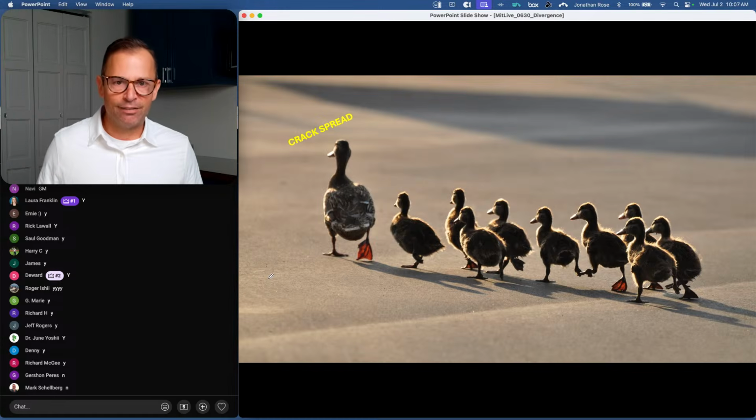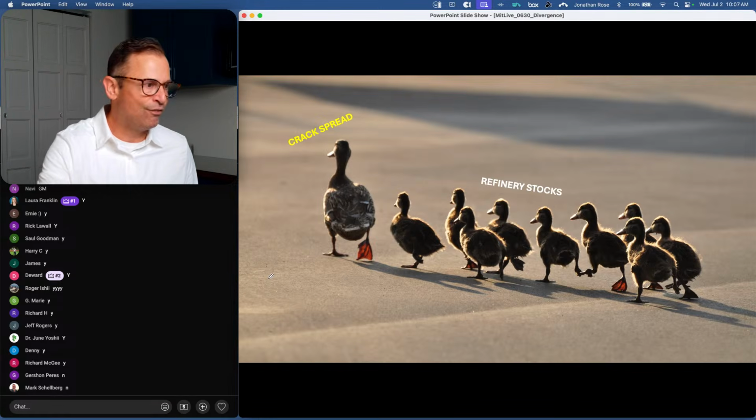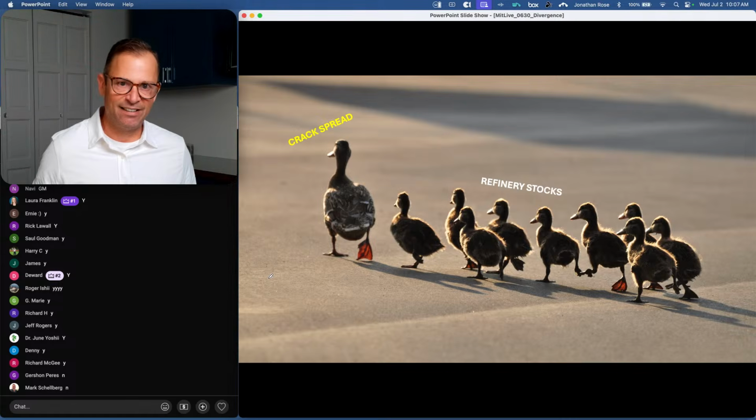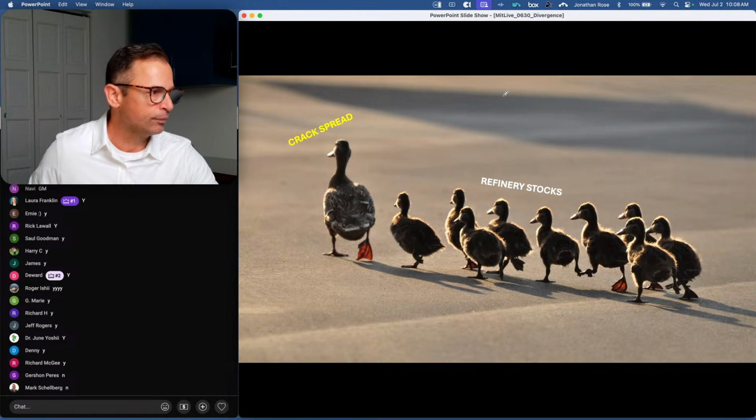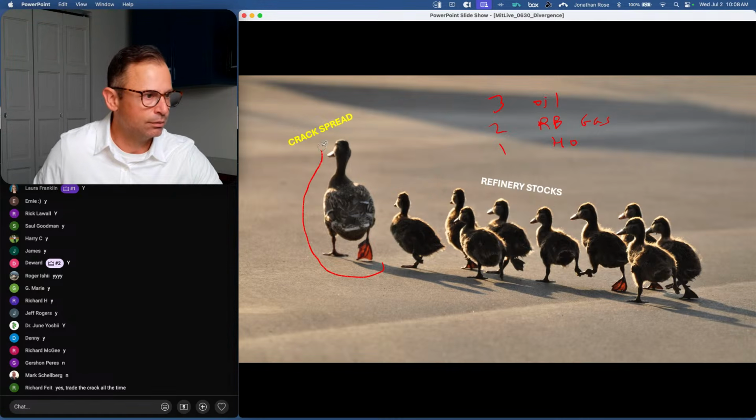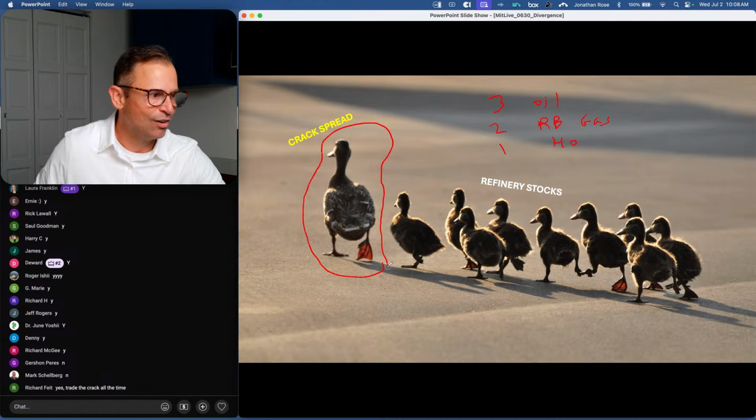The crack spread is the profit margin for the refinery stocks. Once you figure out how to do the crack spread, it's a formula: 3 oil, 2 RBOB gasoline, and 1 heating oil. But wherever the crack spread goes, all those little refinery stocks are going to follow.